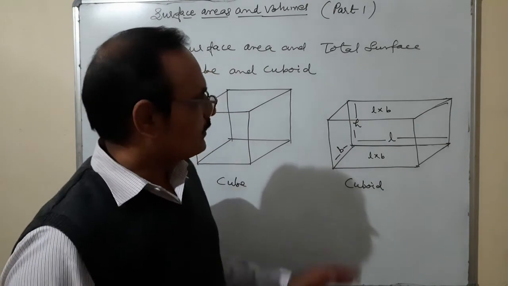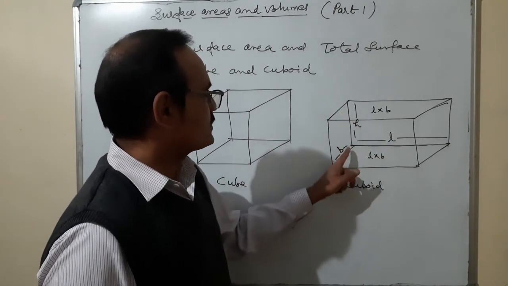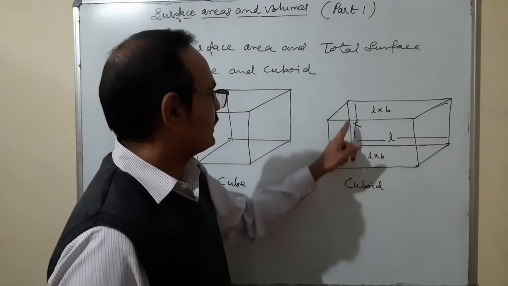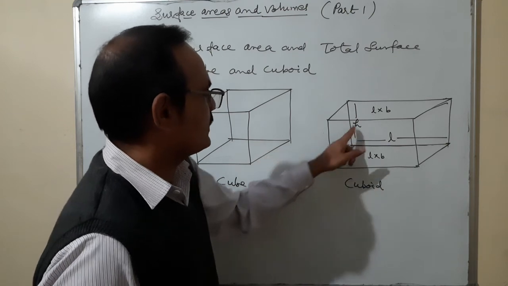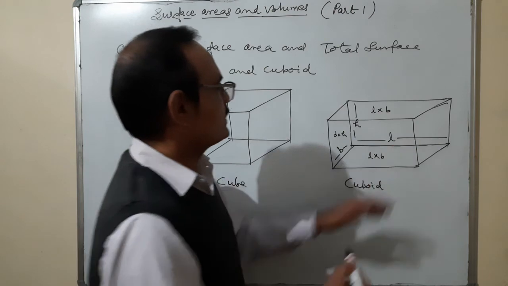Now let us discuss the left-hand side wall, what is the area of it. Because this is also a rectangular shape, the area of the wall is length into breadth. Here the length is h and the breadth is b. So we write b into h. Same on the right-hand side, b into h.